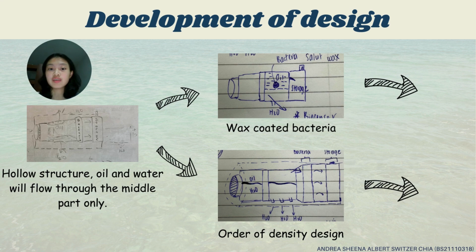Our first design featured a cylindrical floater with a hollow structure at one end, allowing oil and water to flow through the center. This initial idea focused on trapping the oil and controlling its spread. During the second stage of discussion, we revised the internal design to better suit the suggested mechanism from our team members. The initial concept involved bacteria coated with wax, while the second design leveraged the differences in density between oil, water, and bacteria.